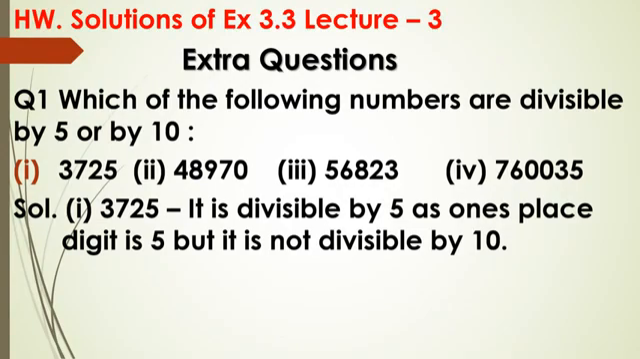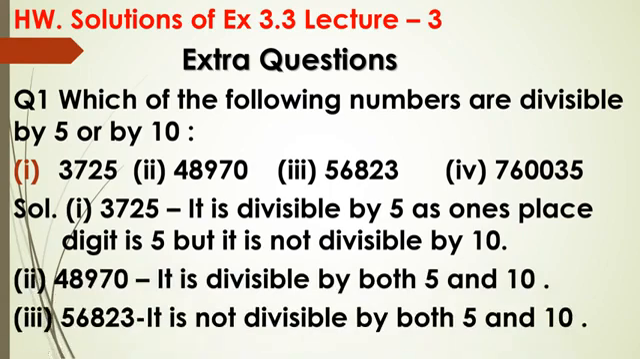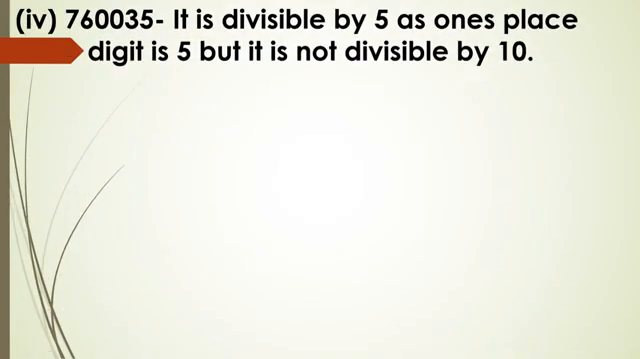Second, its ones place digit is 0, so it is divisible by both 5 and 10. Third, its ones place digit is 3, so it is not divisible by 5 and not by 10. Because for 5 we want the ones place digit to be either 0 or 5, and for 10 we want the ones place digit to be 0, and it is 3 now. So it is not divisible by both 5 and 10. In the fourth question, the ones place digit is 5. It is divisible by 5, but it is not divisible by 10.